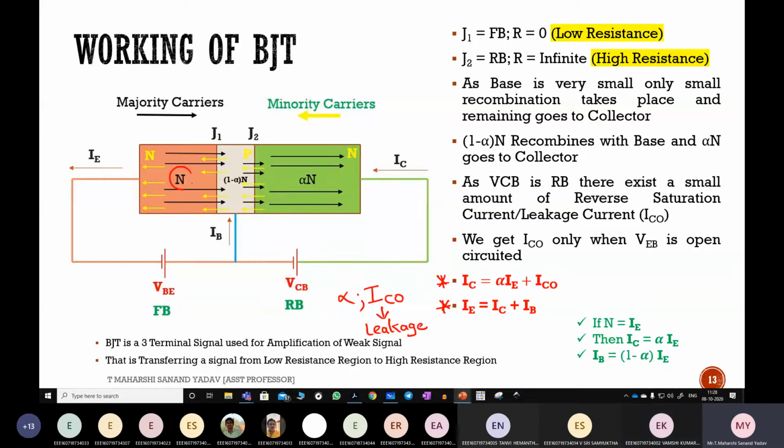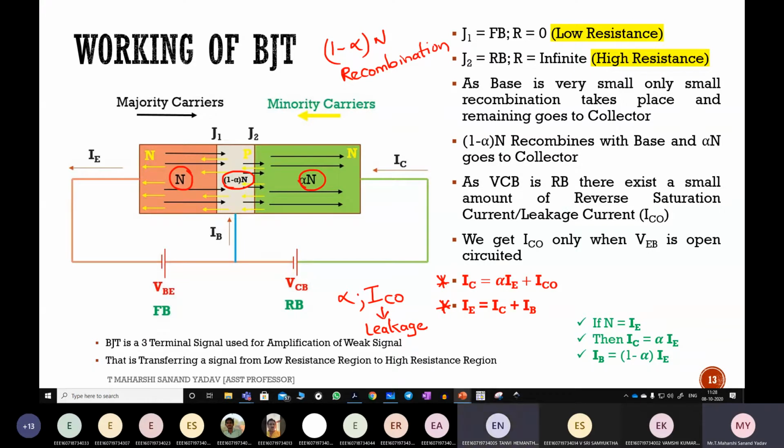Then what is meant by this N, what is 1 minus alpha N, and what is this alpha N? How did I get this? Alpha N is recombination rate. Correct. This is nothing but recombination rate. Then how did I get this equation at the end? IC is equal to alpha I into IC naught.